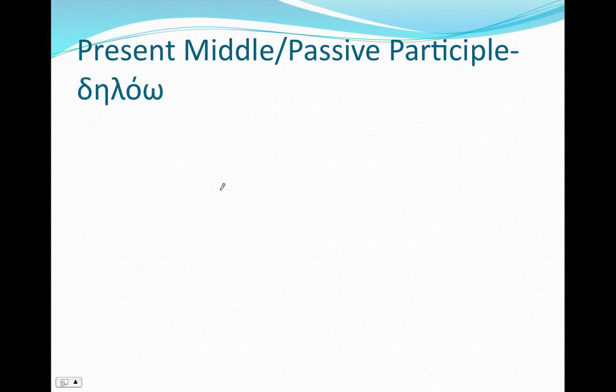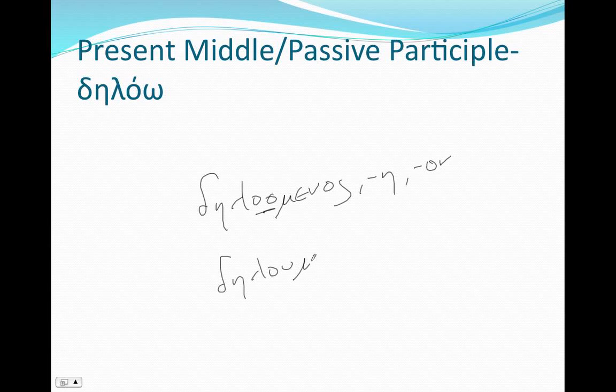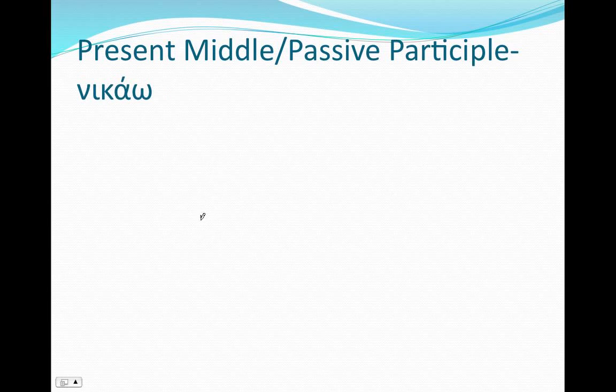Let's take a look at omicron contracts. Delo. We've got delo plus omicron plus men plus our endings, menos, mene, menon. What happens when we contract omicron and omicron? Deloumenos. And we have that one last contract, the alpha contract. Nika plus omicron plus men plus our endings. What happens when you contract an alpha and an omicron? Nikomenos.